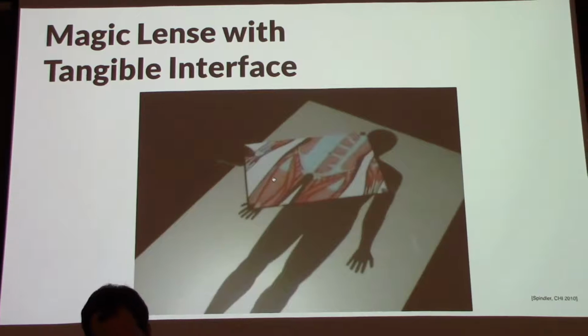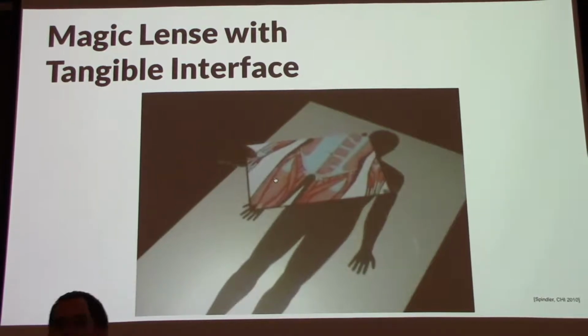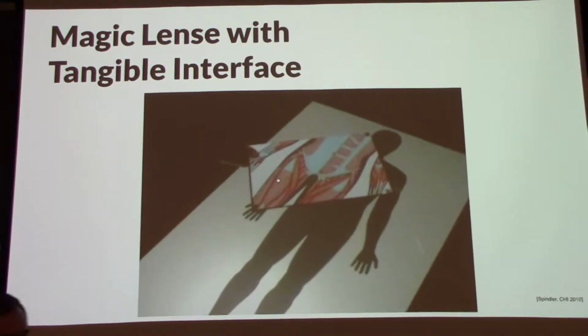Here is an example of a magic lens with a tangible interface. So tangible interfaces are usually something that you can touch, and they are often used in combination with a tabletop display. So here you have two different things. You have a tabletop display, and then you have a sheet, and you move the sheet around, and depending on where you are over this table, this visualization here is altered. So in this case, you see there's just the outline of a body, but on top of the sheet, more information about the muscles of this body is projected.